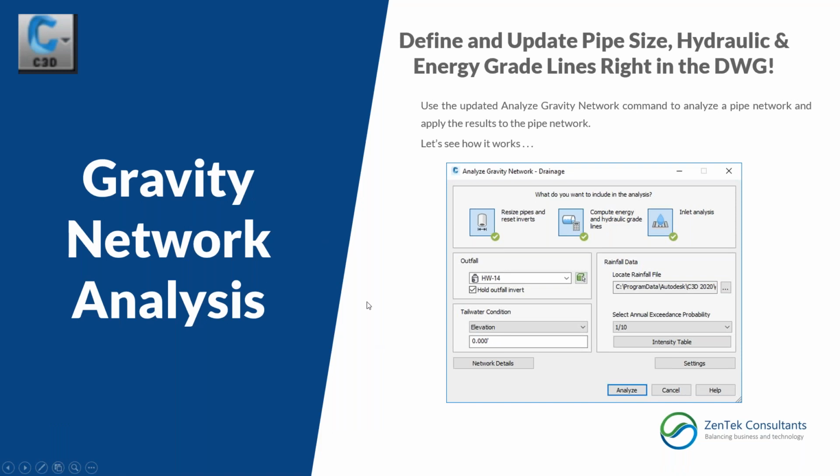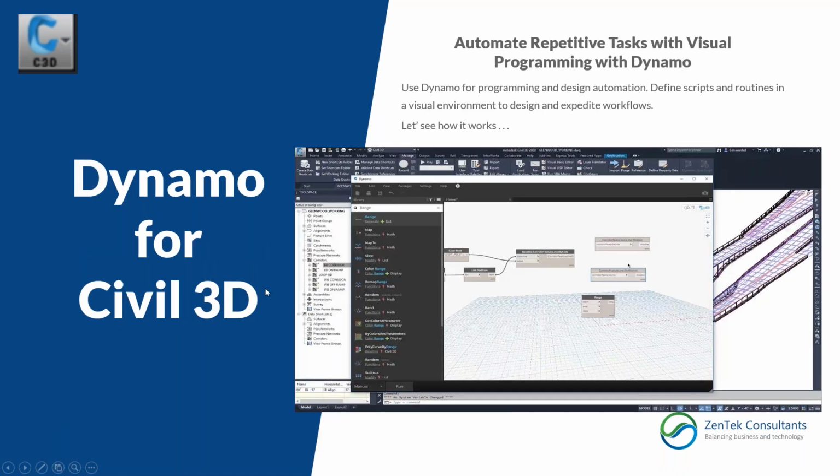So that's the gravity network analysis tools. The next thing that they did inside of Civil 3D 2020 is they've added the concept of Dynamo. And Dynamo has been around for a while. It's a visual programming interface. In other words, it kind of lets you drag and drop steps, right? Kind of like a flow chart with some very minor coding that happens at each of those steps. And we'll look at it in a second.